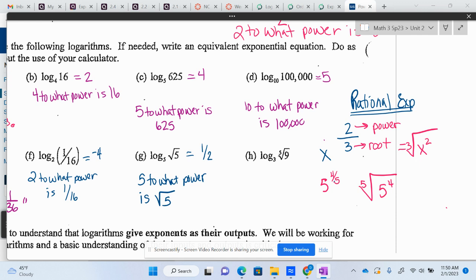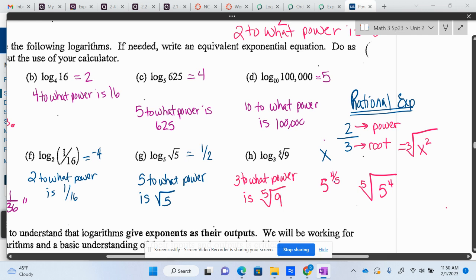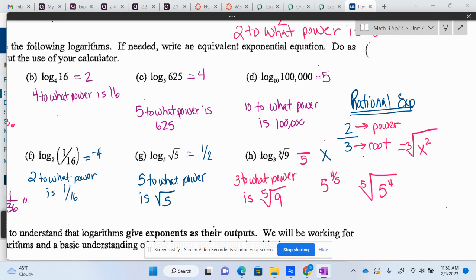So if we look at example H, this says 3 to what power is the 5th root of 9? So that 5th root, that's my denominator. So the root is the denominator. And what's the power of 3? What power of 3 equals 9? 2. So this is 2/5. Okay, so the denominator is the root, the numerator is the power. Are you guys feeling okay about that?